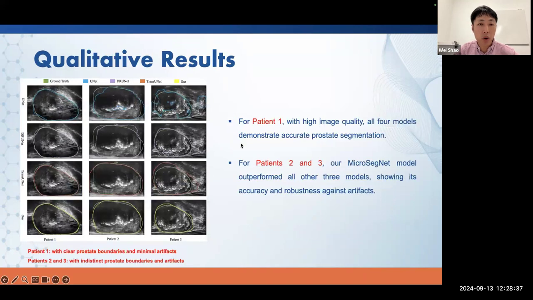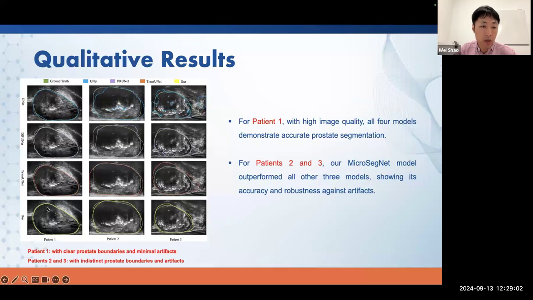Those are some qualitative results. We use the green color as the ground truth, and those are the predictions. We have three different patients, and each column corresponds to a patient. We overlay the ground truth with the prediction to show you how good each model is. This is UNet, up until our model.